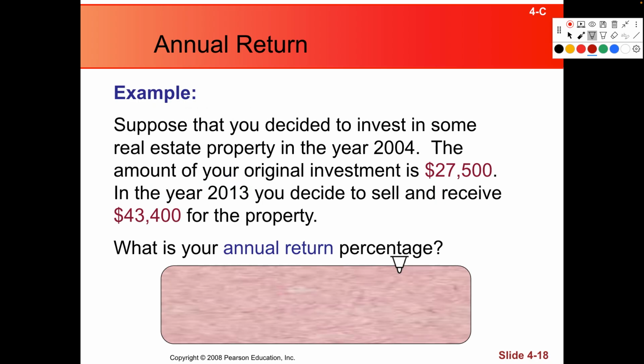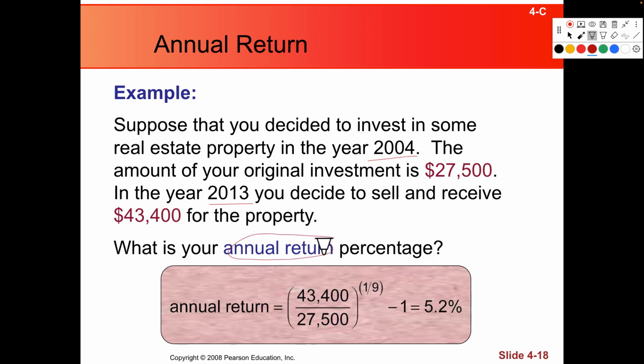Other than that, we'll be using the TVM solver. So here they want basically the same question: 2004, 2013, we sold it, same amounts, but we want to know the annual return. So we use that formula, 43,400 divided by 27,500, and then we raise it to, since it's 9 years, 1 divided by 9 in the exponent, subtract 1, and you find that it's only an annual return of 5.2%.